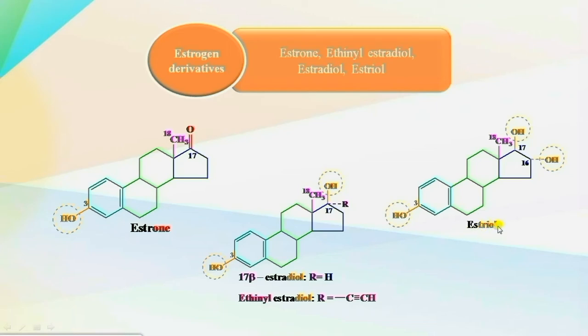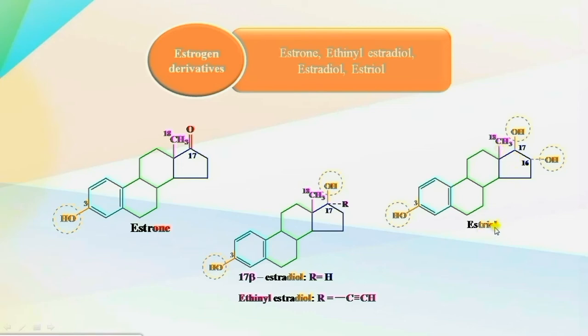This triol indicates 3 hydroxyl groups are present in the structure. Basic skeleton is the same as that of estrogen derivatives, that is A ring is a completely unsaturated ring, B and C rings are saturated rings, and D ring is a cyclopentane ring. At the 18th position a methyl group is attached.